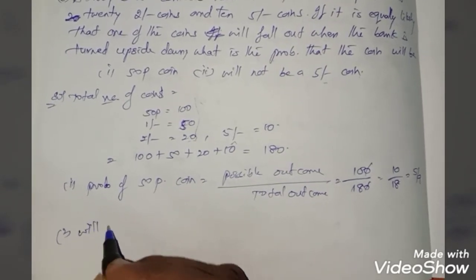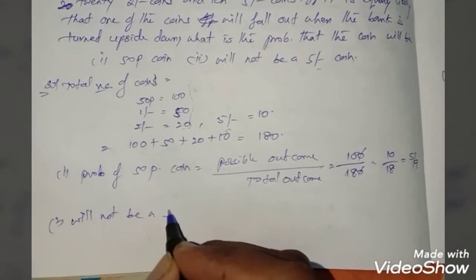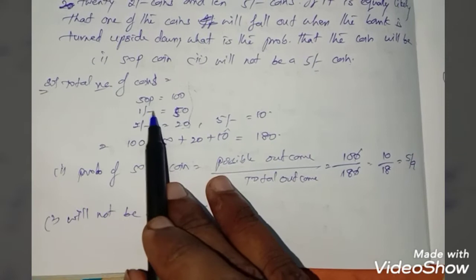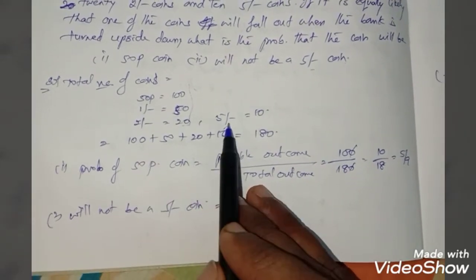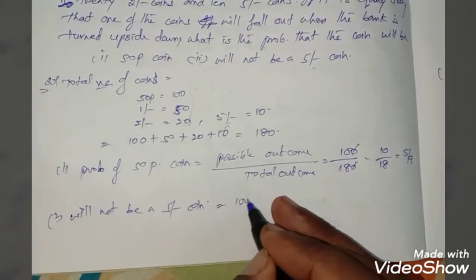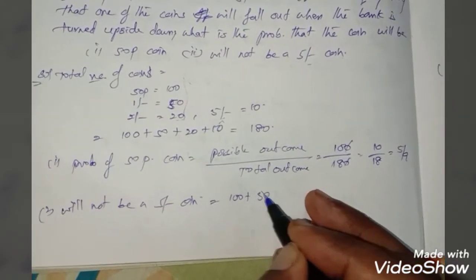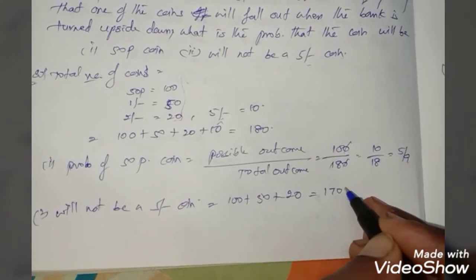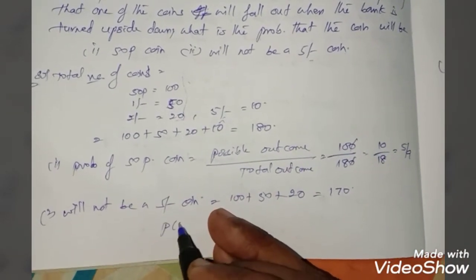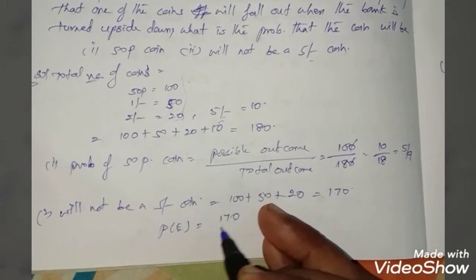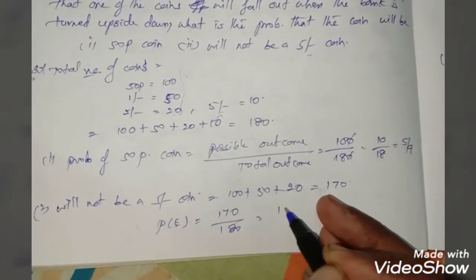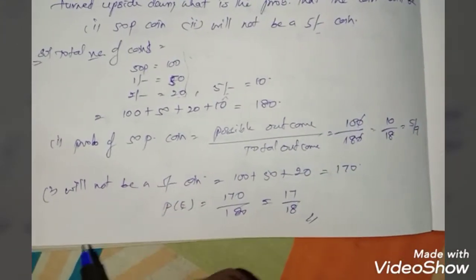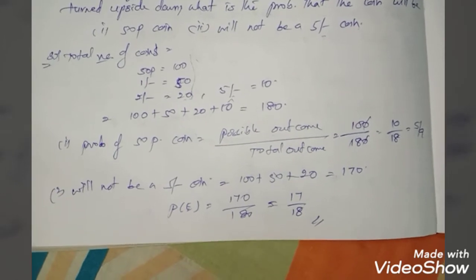Will not be a 5 rupee coin. So will not be a 5 rupee coin means we can take 50 paise, 1 rupee and 2 rupees, except this 5 rupee coin. Now the 50 paise coin is 100, and the 1 rupee coin is 50, and the 2 rupee coin is 20. Now if I add all this, you will get 170. So my probability of an event is nothing but what? 170 divided by 180. So the answer is 17 by 18, right? This is the second method, if you are not having any coins with that type of problems, right?